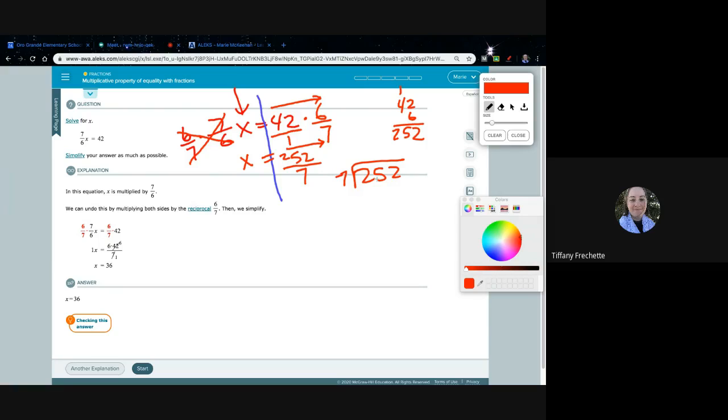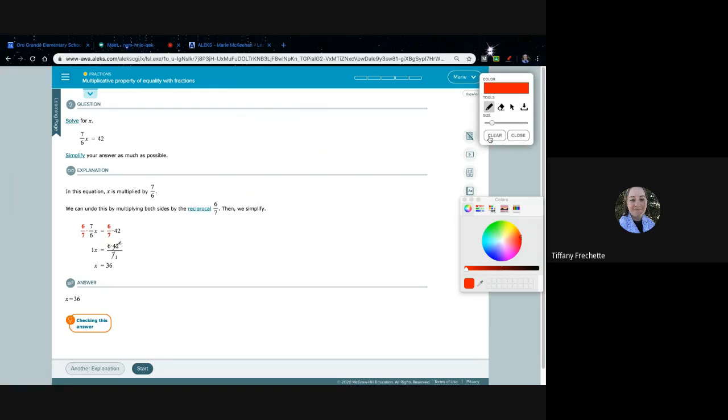So I know it can go into 21 because 7 3 times is 21. And then 2 comes down, 4 comes down. So 7 goes into 42 6 times. So x equals 36. So I have my final answer here, which is exactly the final answer at the bottom here. All right, so I'm going to clear this out, and we're going to go ahead and give this a try.